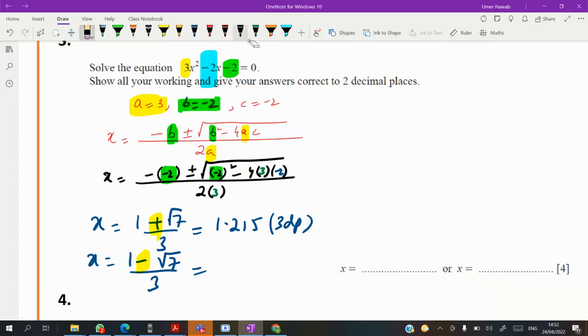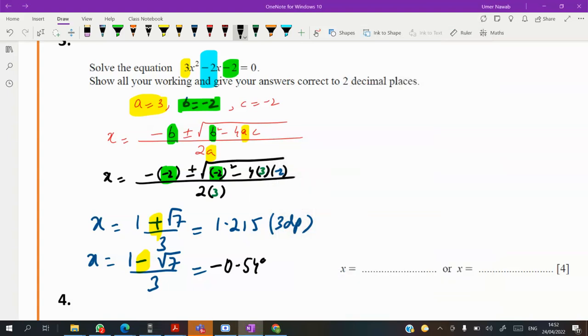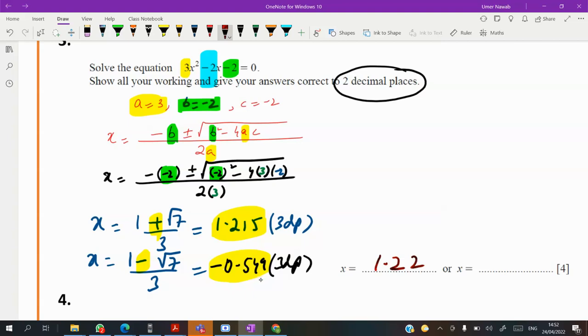Minus 0.549 in 3 dps. Now the question says you need to write the answer to two decimal places. So round off your results. So now in two decimal places it is 1.22, and the three decimal place answer becomes minus 0.55, because we want to round our answers to two decimal places. If you write this in the final exam, the examiner will not cut your marks for that.